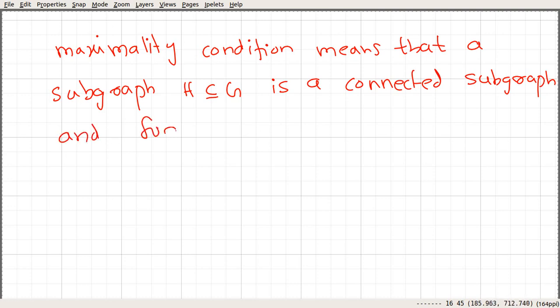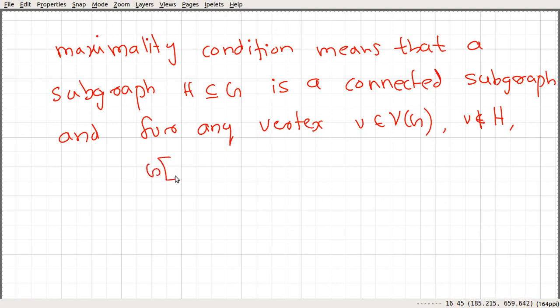and for any vertex V element of V of G. Here I am going to use this notation to denote the vertex set of this graph G. So V is an element of the vertex set of G, and V is not an element of H. Suppose that this vertex is not an element of the vertex set of the subgraph H. Then the induced subgraph obtained by taking the vertices of our subgraph H union this vertex V is disconnected. That's what this maximality condition means.